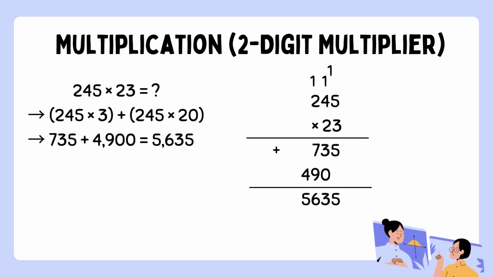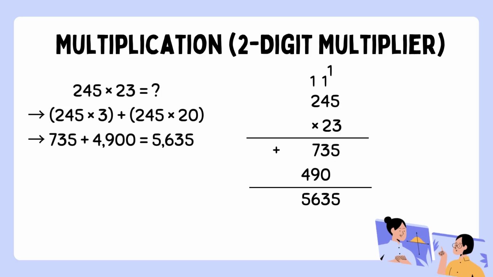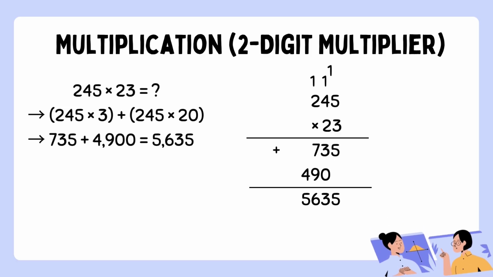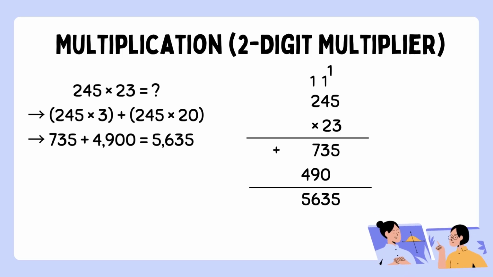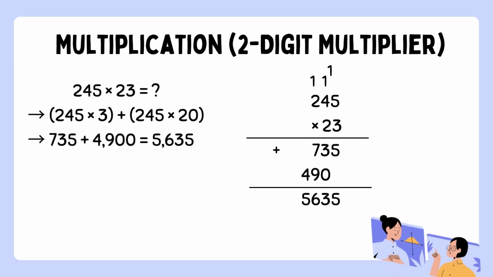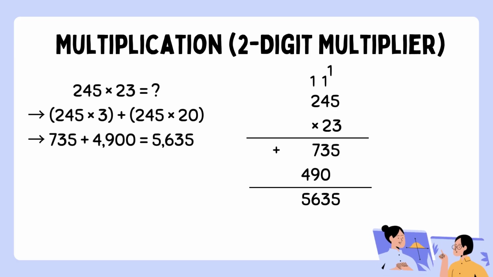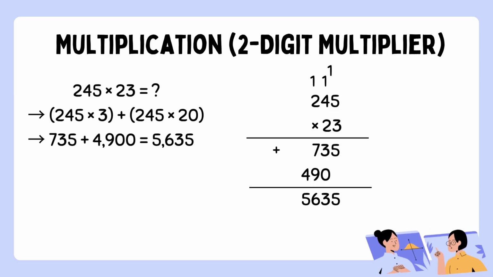A helpful way is to break 23 into 20 plus 3 and multiply 245 by each part, then add the two results. We can also draw split box columns for 200, 40, and 5 and rows for 20 and 3. Then we multiply each pair and add the two results, which is 735 and 4900, which will give us 5635.